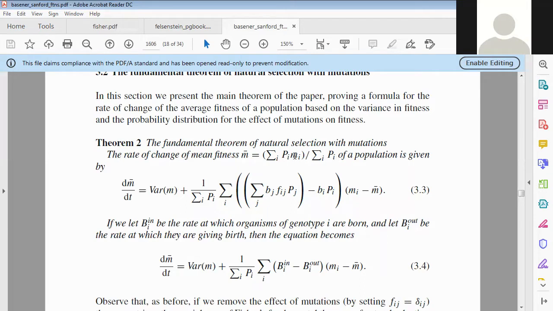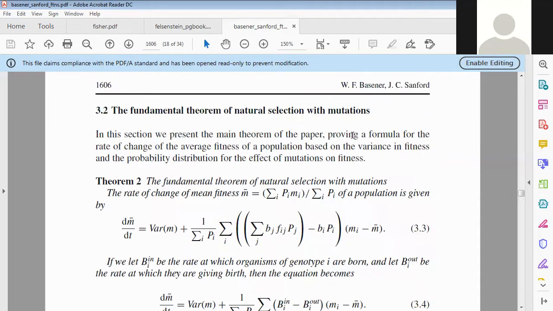So at least we have, you could see this M here, and then the change in this M bar over time. So this is mean fitness, the change in mean fitness over time. I at least got that part of the symbols. So now, as you said, what are these BI and FJ?